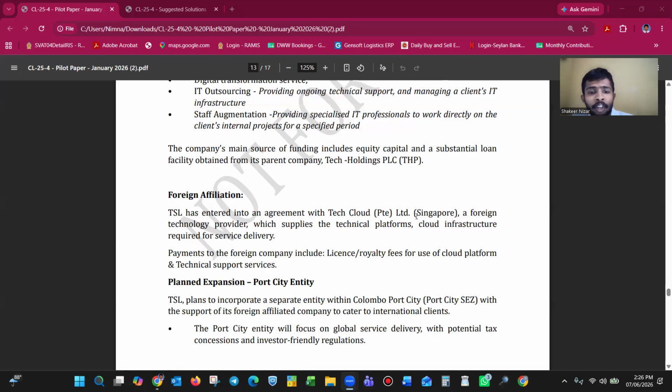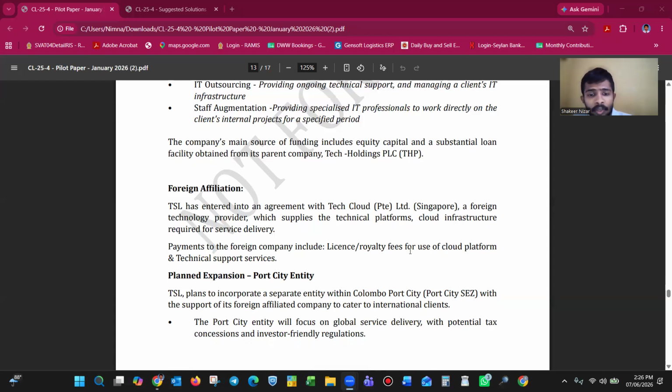Payments to the foreign company include license royalty fees, because that is mandatory in order to incur expenses in the production of income. Unless this payment is made, you can't continue the business. Because that is mandatory, anyhow, you need to incur it.